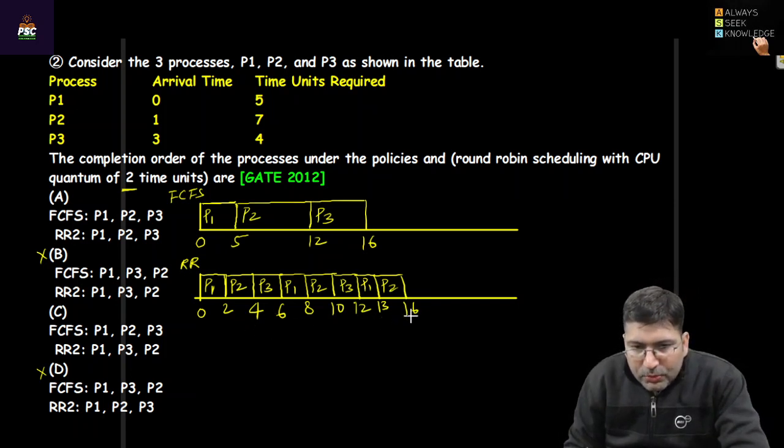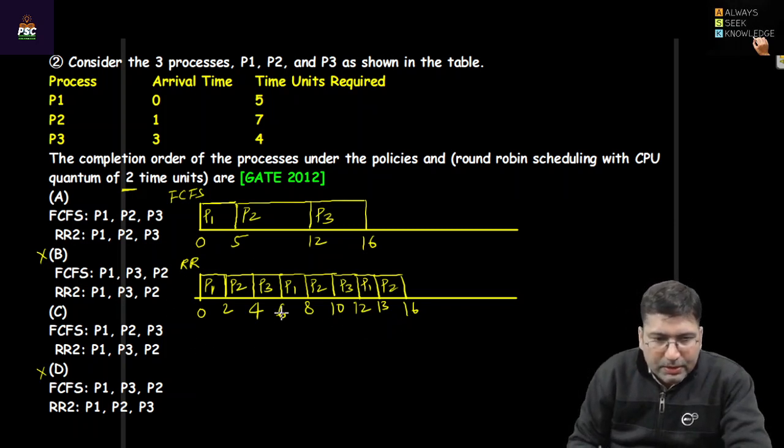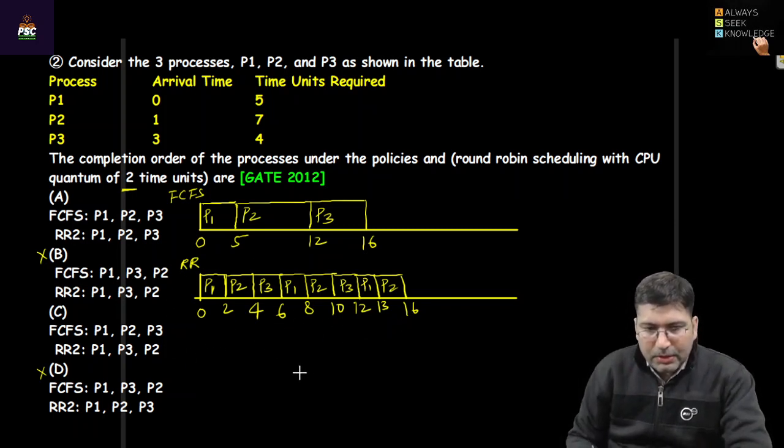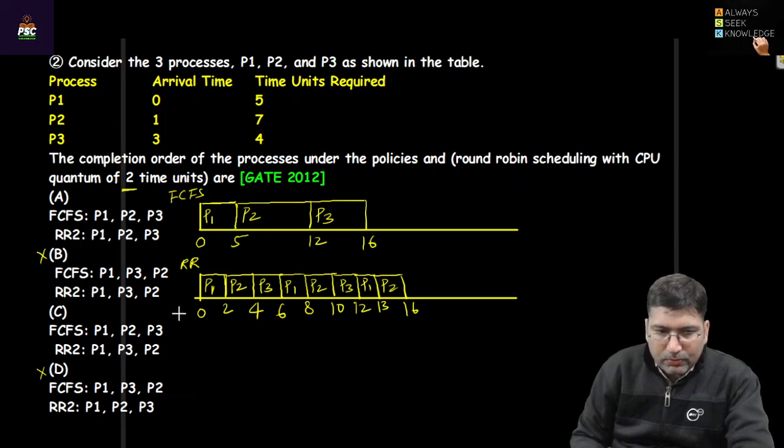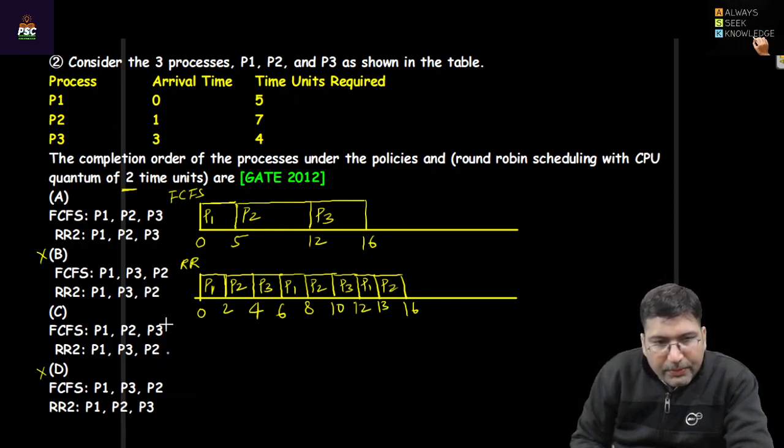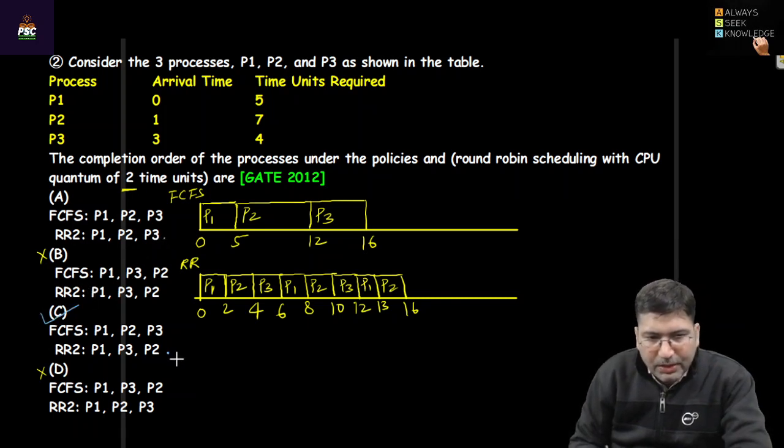Last, P2 is finishing. That means we need to maintain the queue. So it is better to draw it with the help of a queue, then only you will get it. P2 is finishing here, and here P3 is finishing, so I guess the answer should be C, right?